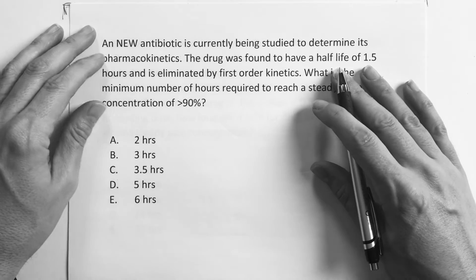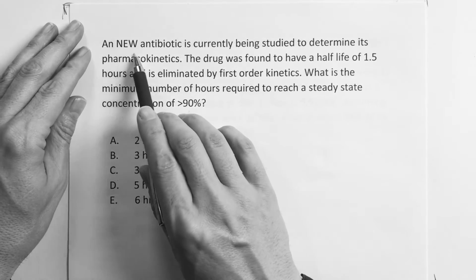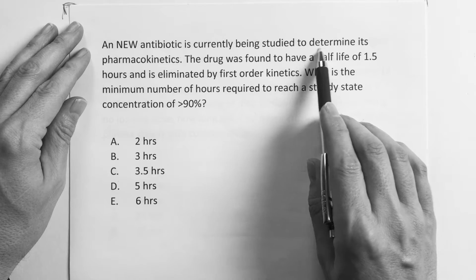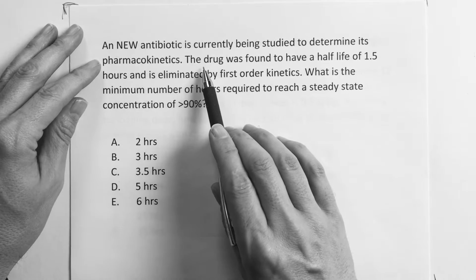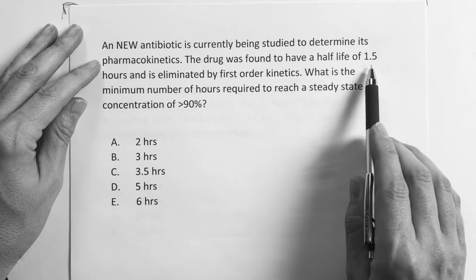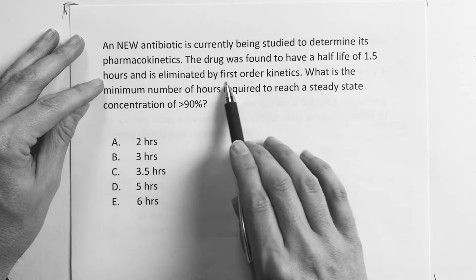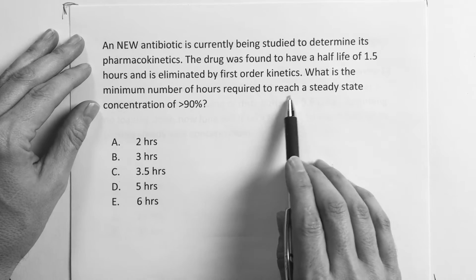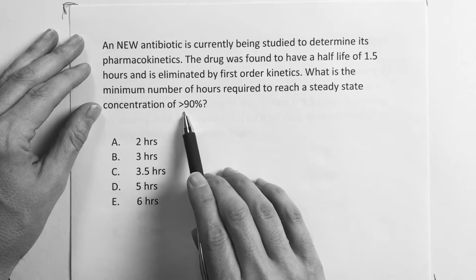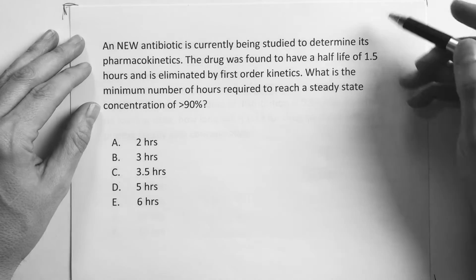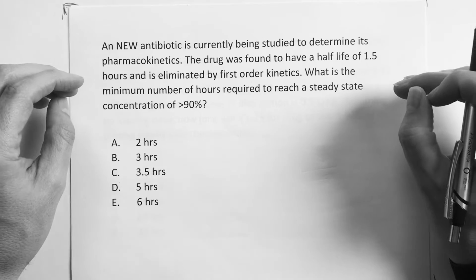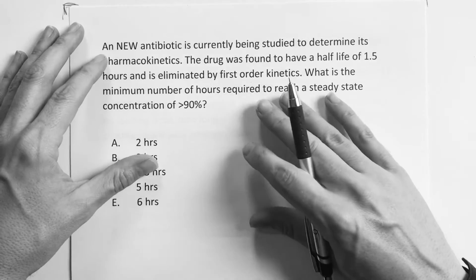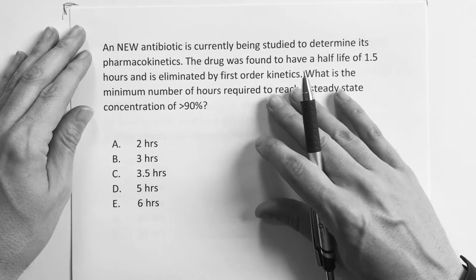All right, guys, so here goes our first question. It says, a new antibiotic is currently being studied to determine its pharmacokinetics. The drug was found to have a half-life of 1.5 hours and is limited by first-order kinetics. What is the minimum number of hours required to reach steady-state concentration of greater than 90%? Now, I've seen a lot of these questions, and it's the concept behind it where they're really asking you this.